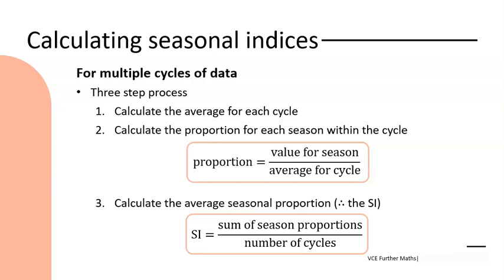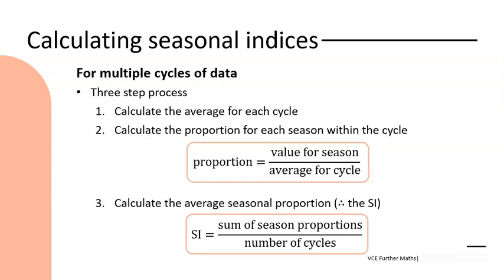So that would be if I had 3 years worth of data and I had monthly data for those 3 years, the first 2 steps are relatively the same as if I had a single set of data. The third step would be taking each of those proportions that I found for January and averaging those 3 proportions to get an overall index for January. And we would repeat that for each of the seasons within that particular set of data.